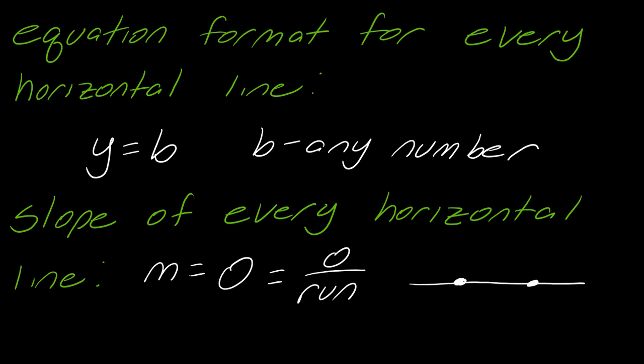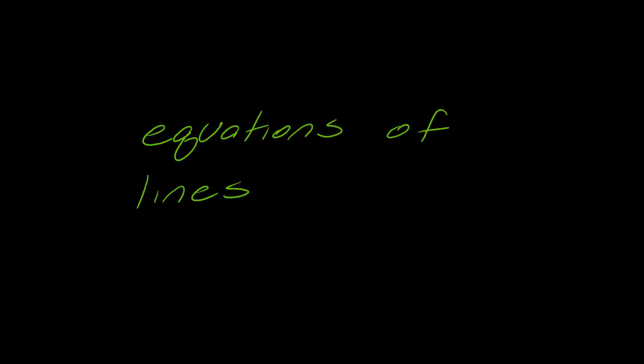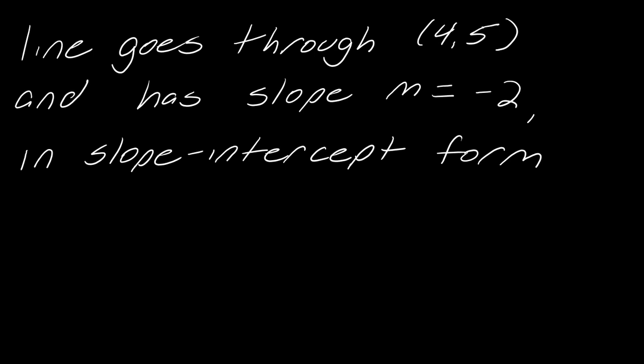I do a couple of those in some of my other example videos, but that's kind of a crash course reminder of them. So now what I want to do is pivot and talk about equations of lines. Let's talk about some classic equation of lines problems. One of the things that can come up is something like a line goes through a point, 4, 5 in this case, and has the slope m equals -2. And I want to have this in slope-intercept form.